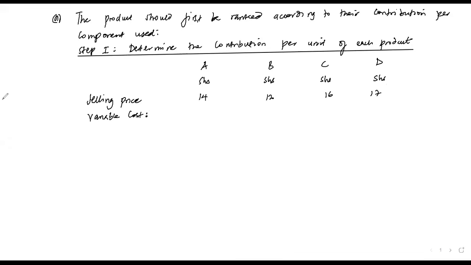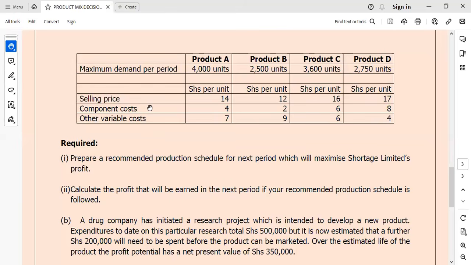We have to get the variable cost per unit. How do we get the variable costs? They are telling us that we have the component costs, which is 4, 2, 6, and 8. Then you also have other variable costs. Let me just add up. 4 plus 7, that is 11. This is also 11. This is 12. This is 12. Let me just take the totals for the variable costs.